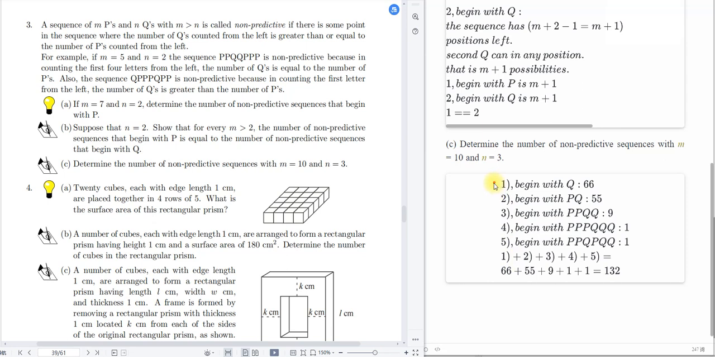Okay, so we sum it up. There are 5 cases: case 1, case 2, case 3, case 4, case 5. 66 plus 55 plus 9 plus 1 plus 1 is equal to 132. Okay, we are done here.